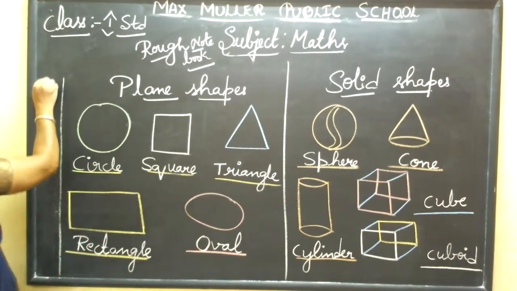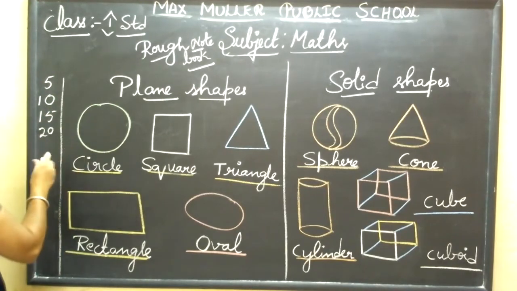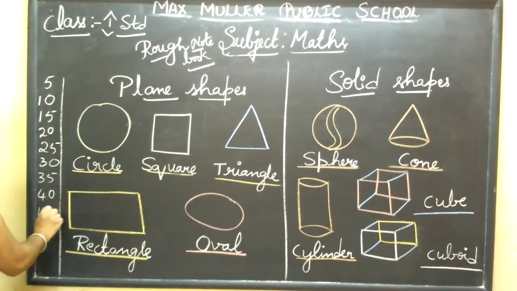Let's say 5 ones are 5. 5 twos are 10. 5 threes are 15. 5 fours are 20. 5 fives are 25. 5 sixes are 30. 5 sevens are 35. 5 eights are 40. 5 nines are 45. 5 tens are 50.